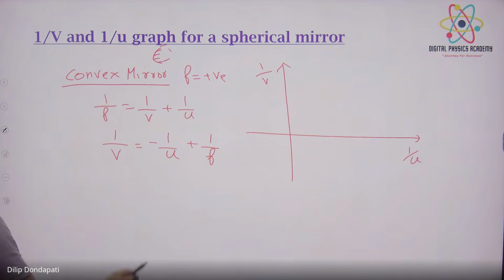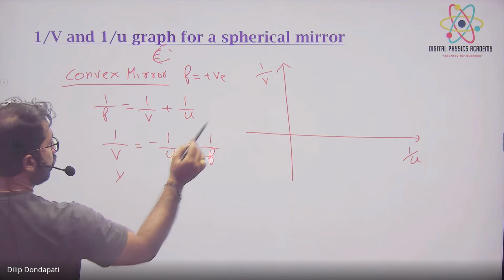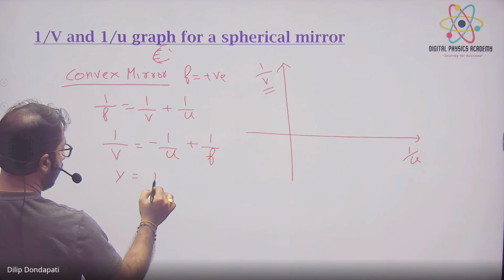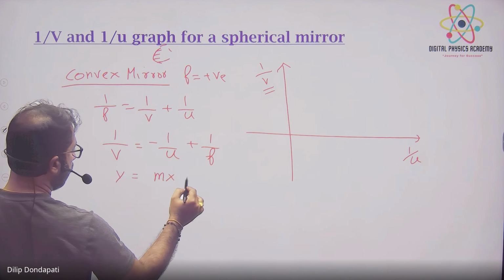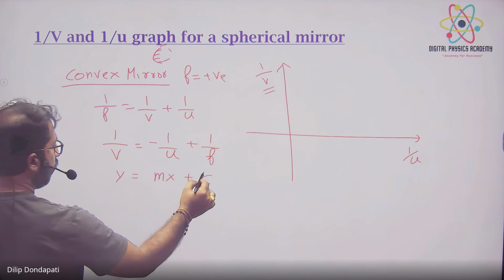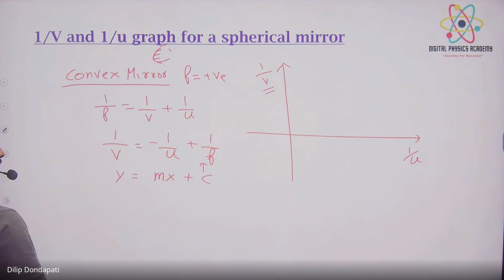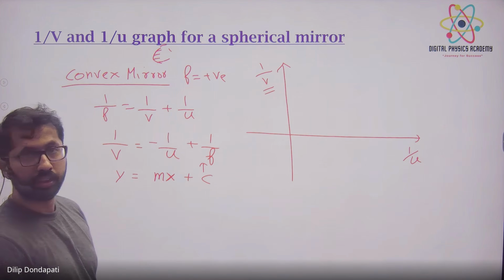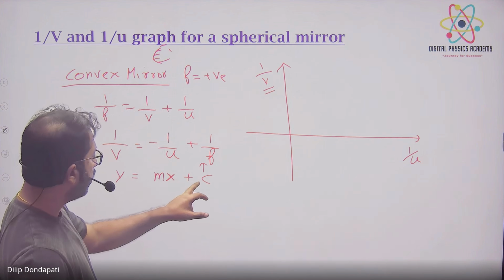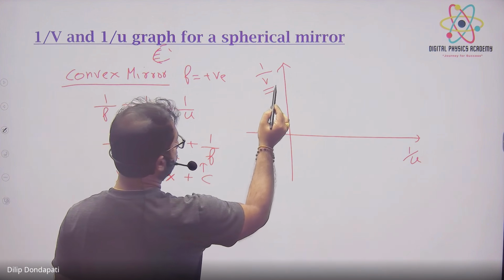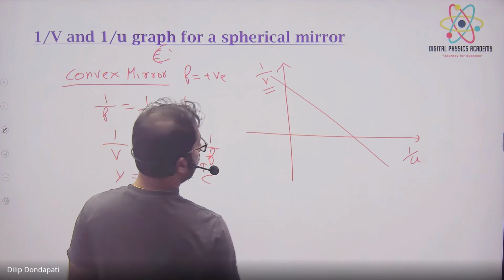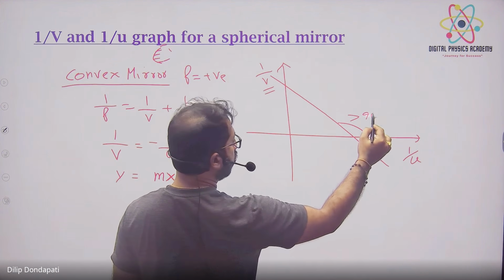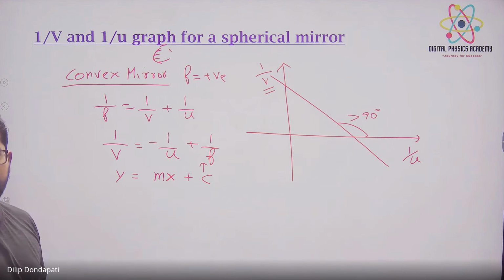Okay. So compare with y equal to mx plus c, because y-axis में 1 by v is there, x-axis में 1 by u, right? C is a y-intercept, positive y-intercept, and slope is negative, right? So कैसे रहेगा? You should cut the positive y-axis, right? So ऐसा रहेगा. So graph will be like this. And slope is negative because greater than 90. Greater than 90 वाला slope is always negative. In kinematics also we studied.